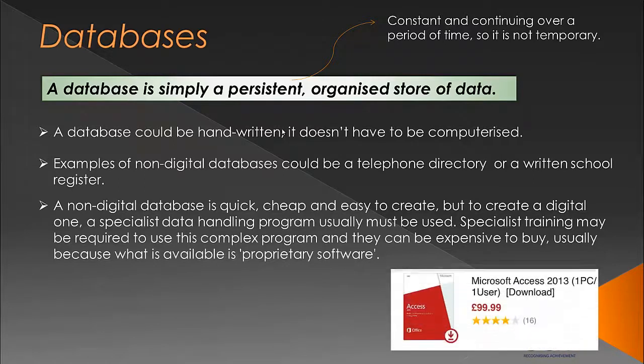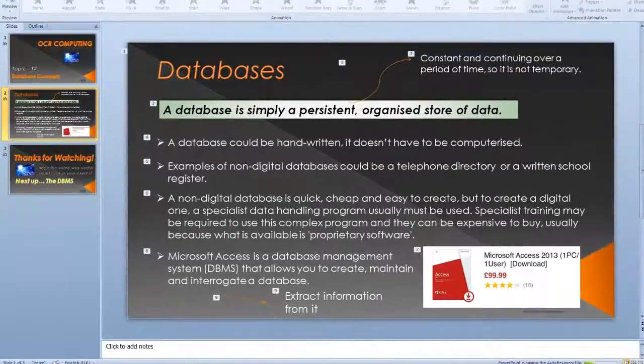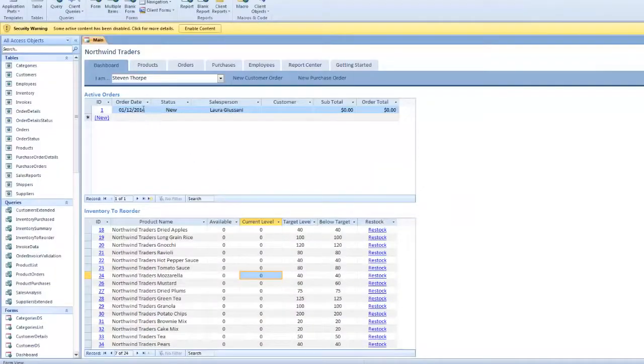One example of this is Microsoft Access, which I'll show you in a minute because I actually have it on my computer. It's quite expensive, as you can see, at 99 or £100 just for this program. You don't get any other programs with it. It's an example of a database management system, shortened to DBMS, which is the next video. If I hop into it now, what it does is allow you to create, edit and maintain a database.